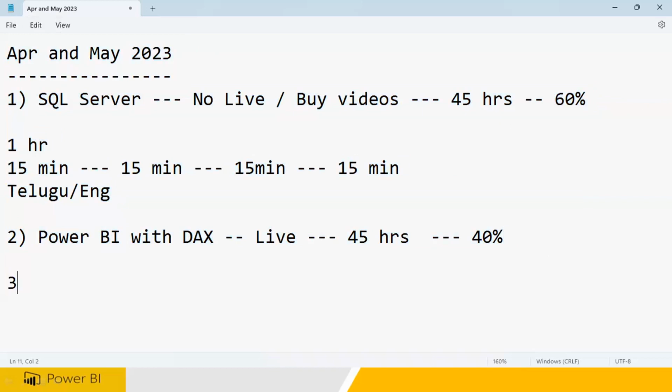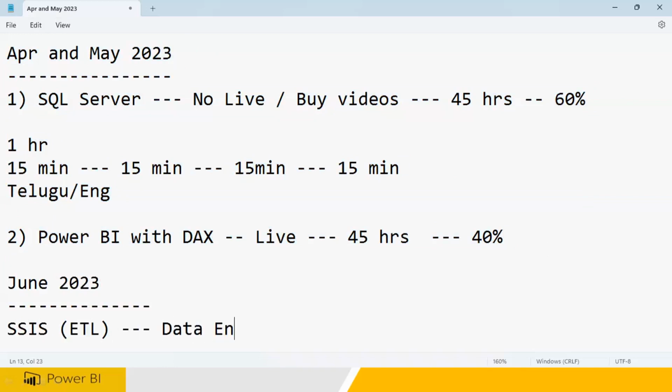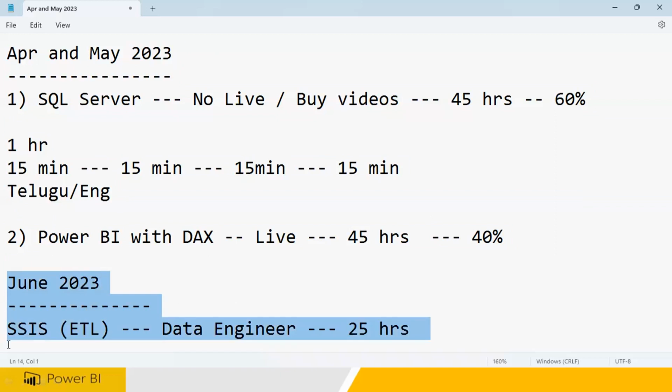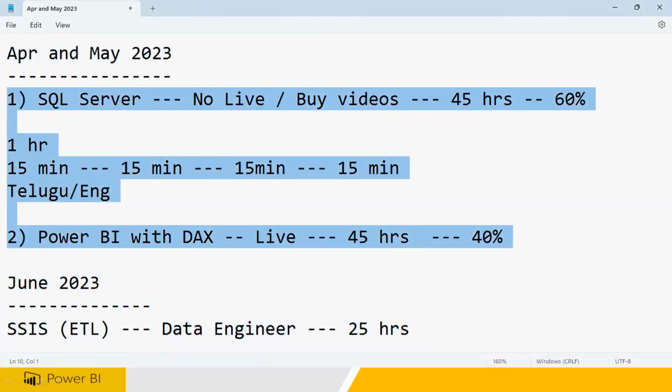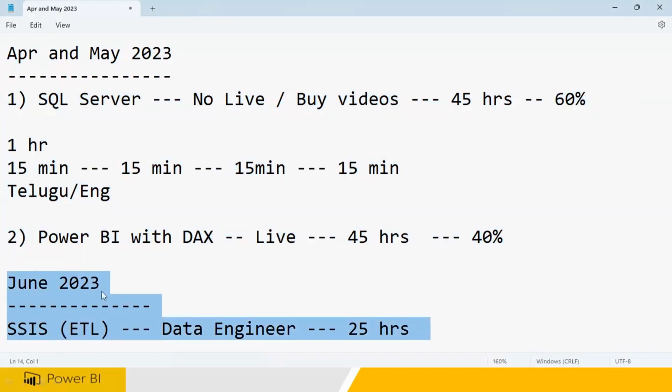And the next month, I'm talking about June 2023, you have to learn one more course called SSIS, where we are going to learn data engineering or data preparation activities. This will be 25 hours, a 1 month course, and this is also a must and also a paid course. You need to join in the month of June. So totally you will be learning 3 courses: April and May, SQL Server and Power BI, and in June, you make the payment for SSIS and join, and this will complete in the month of June.